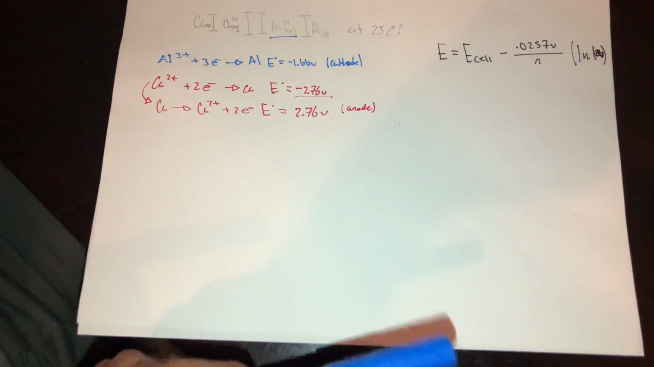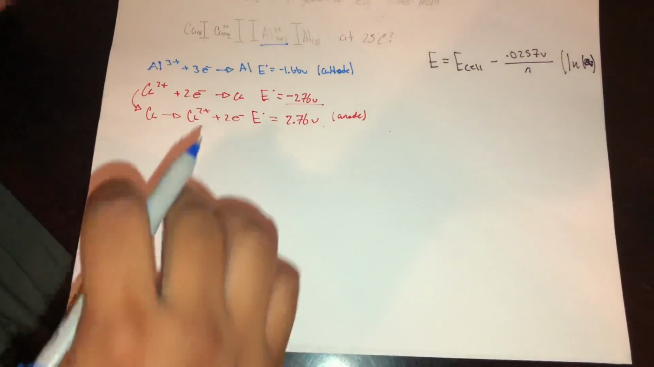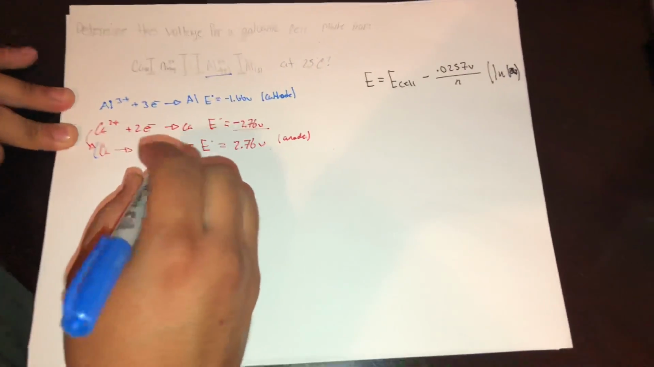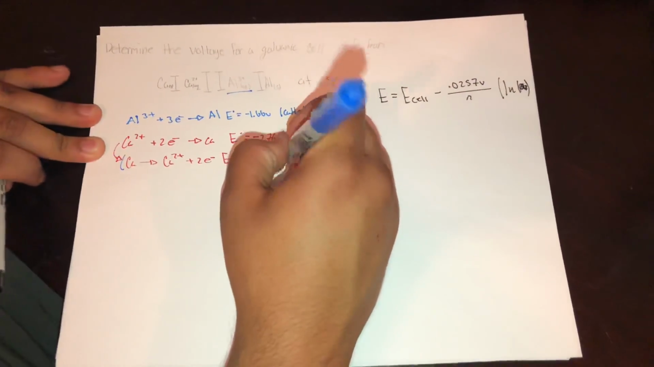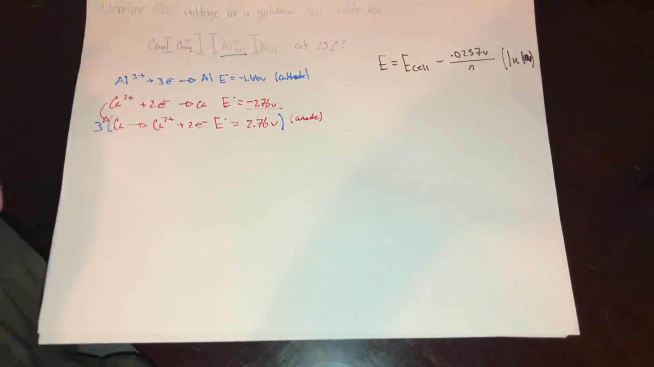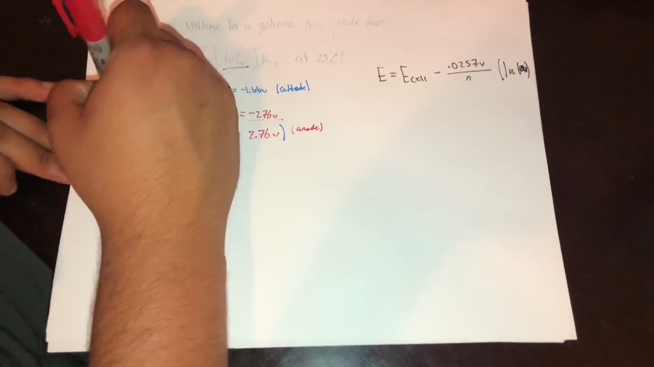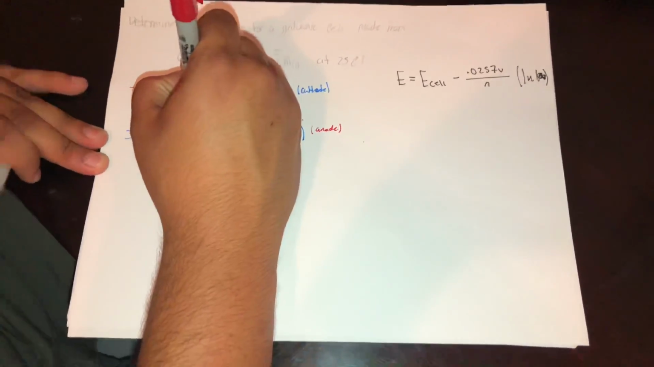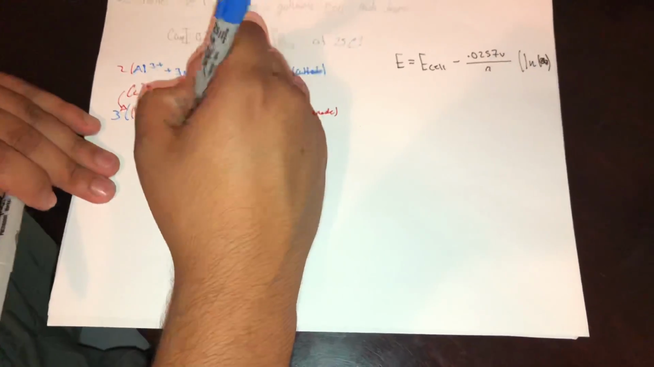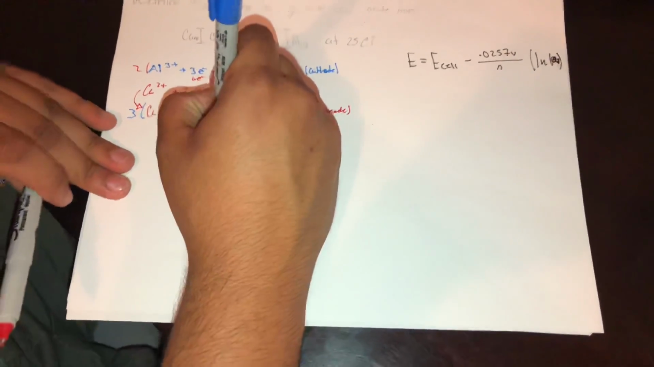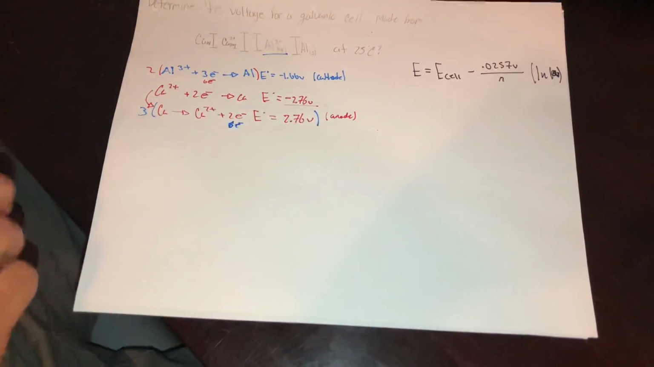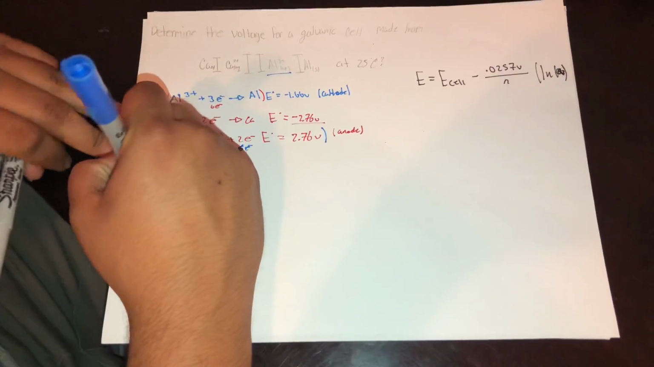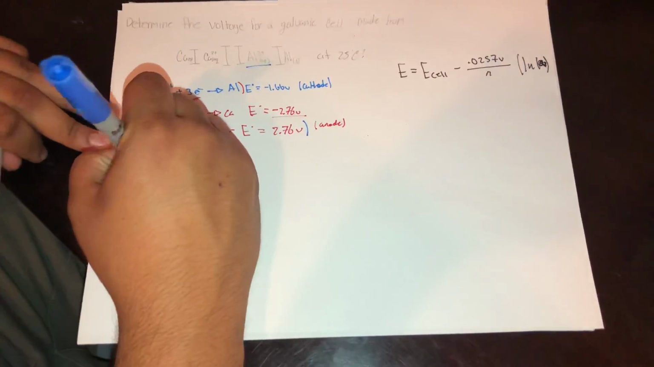How you find that is, the first thing you have to do is balance the electrons on the half reactions. On the bottom one we have 2 electrons, and on the top one we have 3 electrons. So the bottom one you multiply by 3, and the top one you multiply by 2. By the time you multiply them, you will each have 6 electrons on the bottom and the top, and that's the number of electrons you use overall. So that'll be your N. N equals 6 electrons.